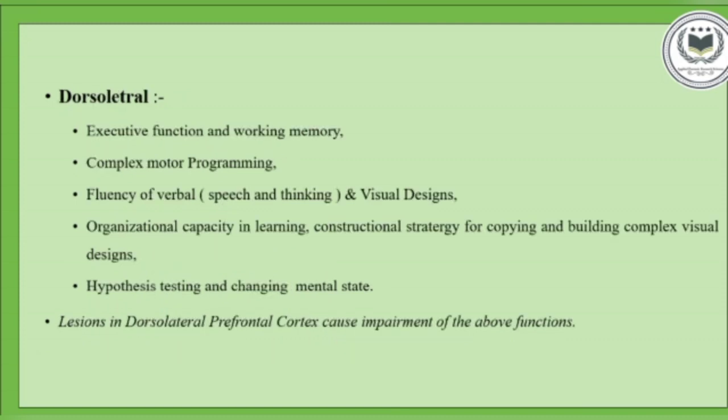Next is the dorsolateral cortex. It helps in executive function and working memory, complex motor programming, fluency of verbal output, that is speech and thinking, and visual designs. It gives organizational capacity in learning, constructional strategy for copying and building complex visual designs, hypothesis testing and changing mental state. Any damage to the dorsolateral cortex causes impairment in the above functions.